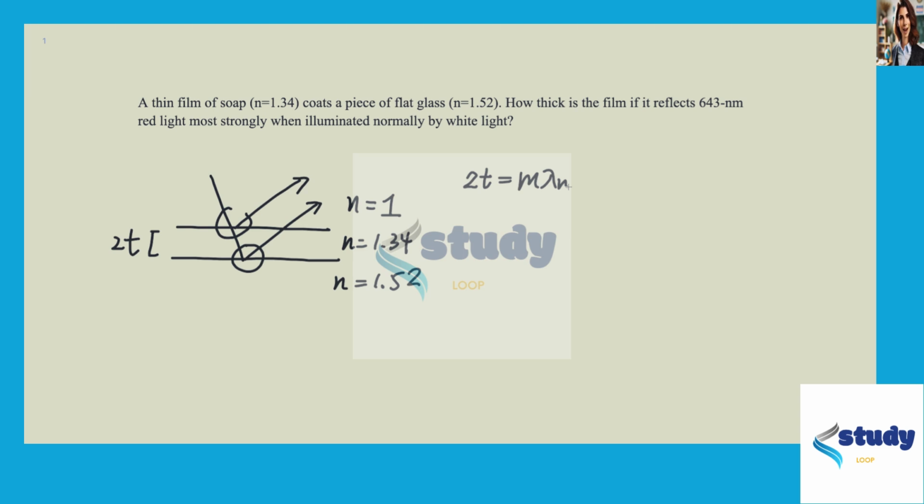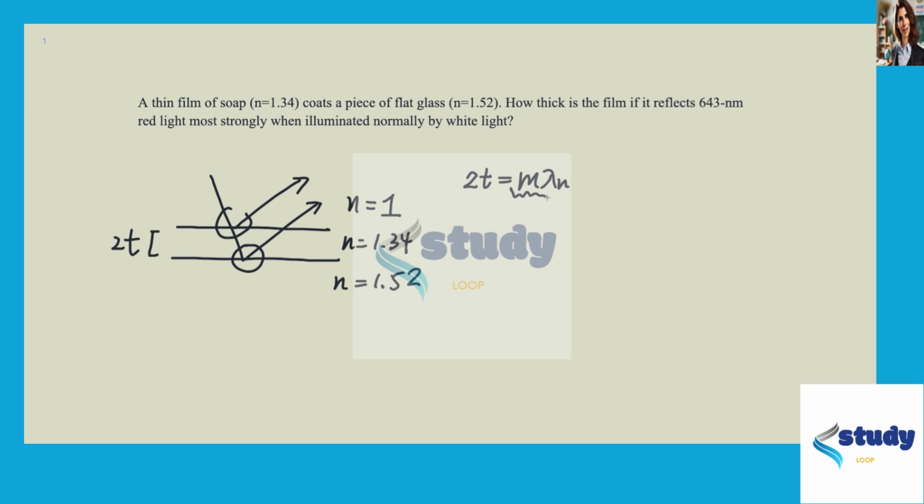In this question, m could be any value, but since this question does not specify which m it wants, I'm going to assume it's the lowest m. That is to say, we want the smallest thickness of the film, because you can have m equals 2, m equals 3, m equals infinity. All of these are going to work, but I'm just going to find the smallest m.